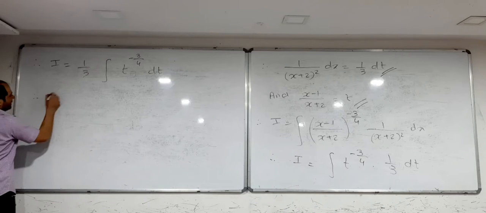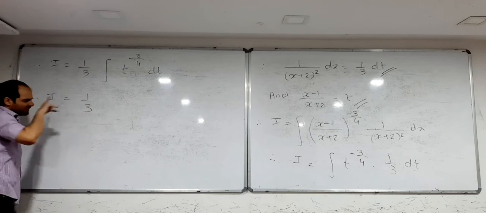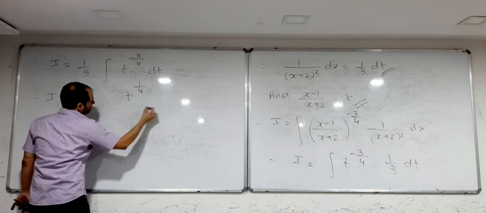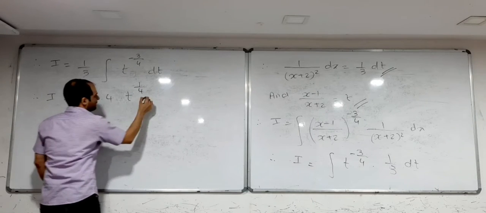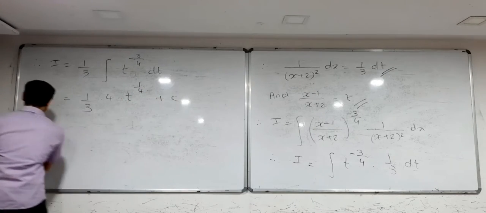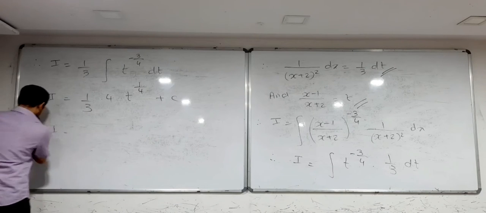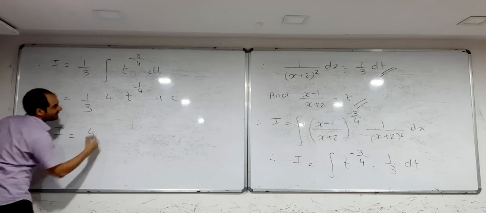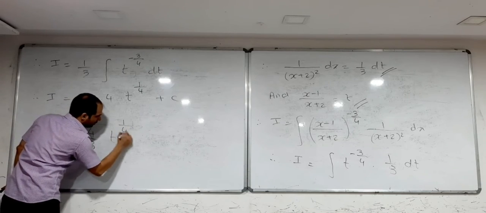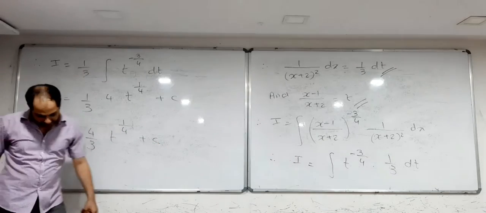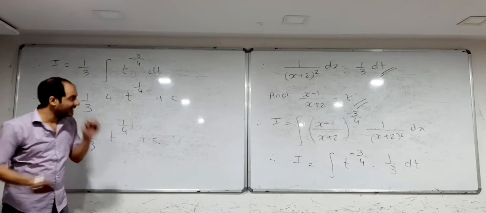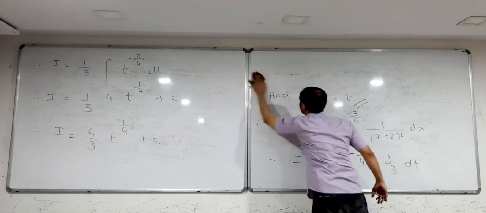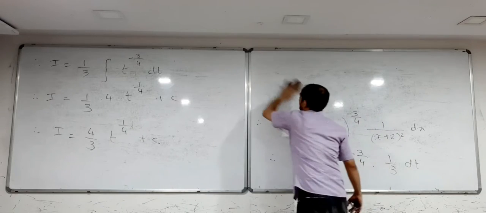So therefore I becomes 1 by 3 t raised to 1 by 4 upon 1 by 4, 4 मतलब into 4, plus c. So answer is I is 4 by 3 t raised to 1 by 4 plus c. Okay, so t है x minus 1 upon x plus 2. So that's the final answer. Clear? Let me give one more question based on this.